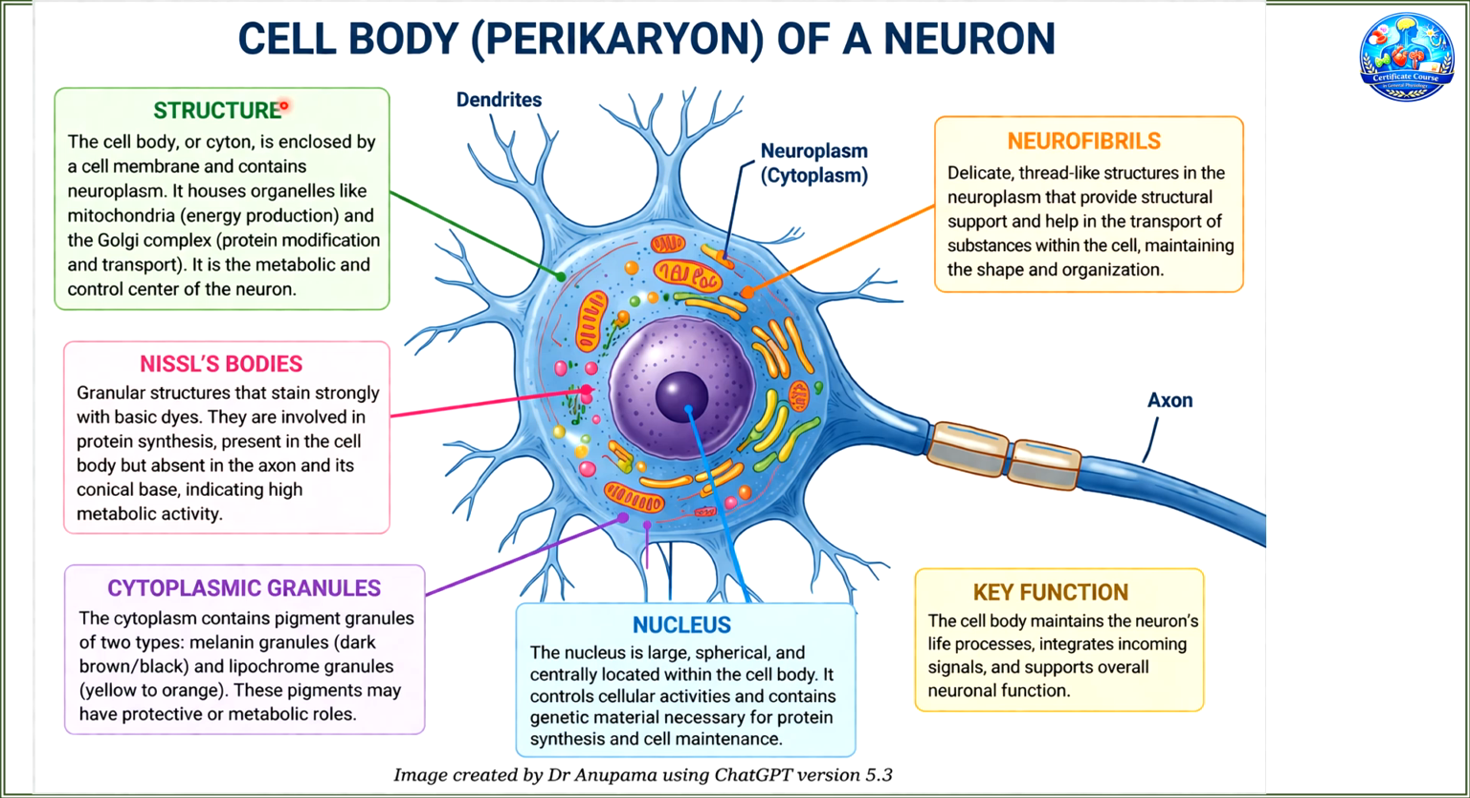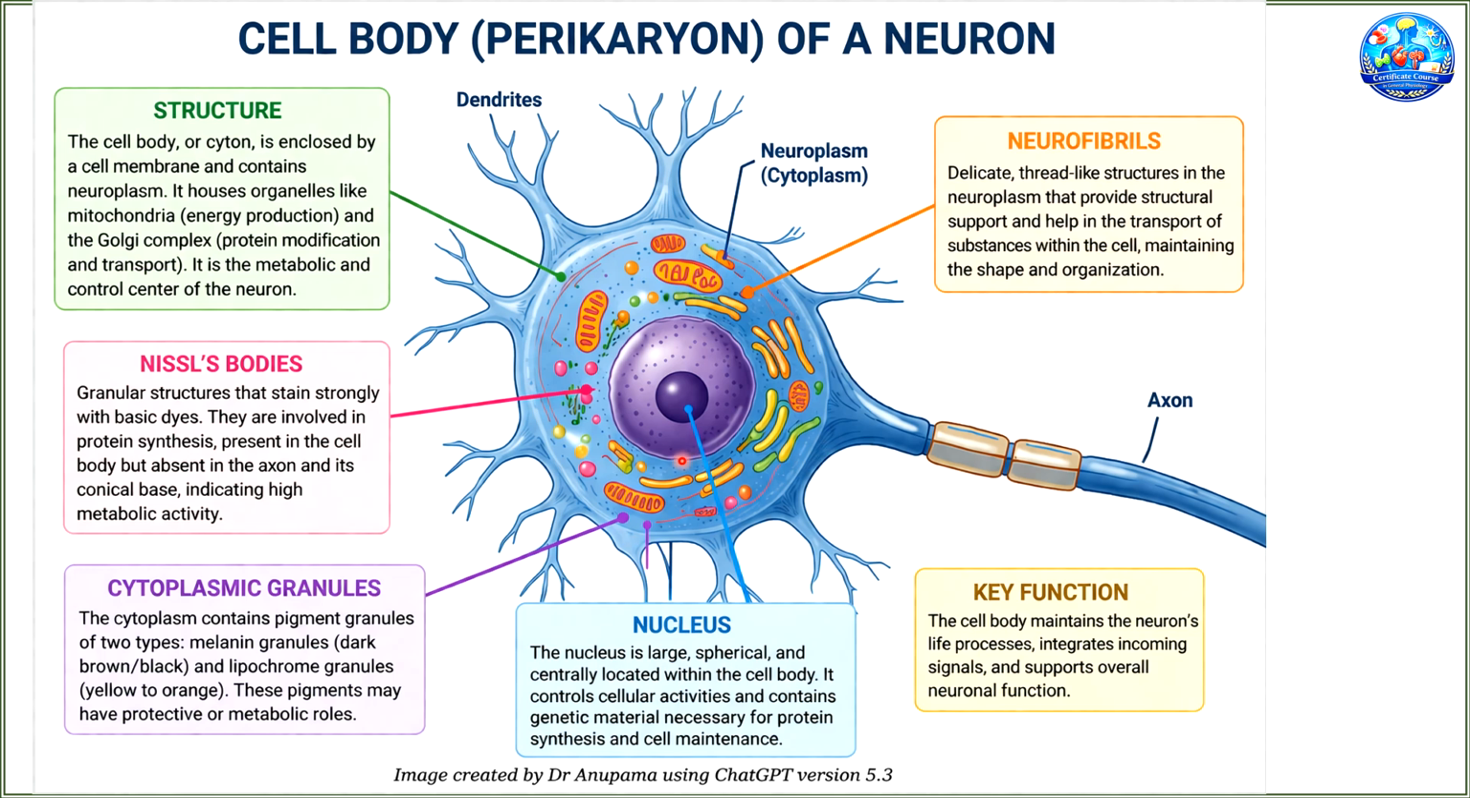Let us see each of the components of the cell body, or perikaryon, of a neuron. Structurally, the cell body or cyton is enclosed in a membrane, and the cytoplasm present inside this nerve cell is called the neuroplasm. It has cell organelles like the mitochondria, the powerhouse, which takes care of energy production. We have the Golgi complex where protein modification and transport takes place. It is the metabolic and control center of the neuron.